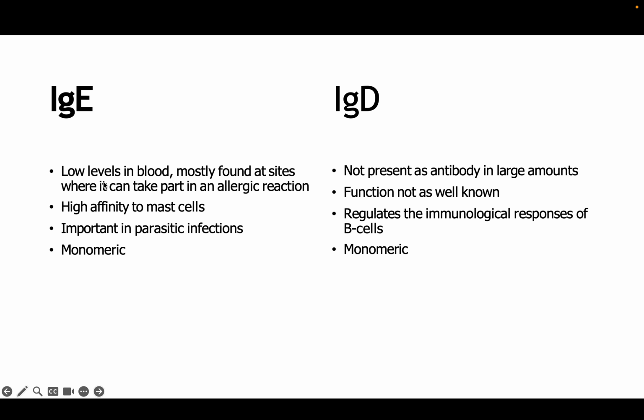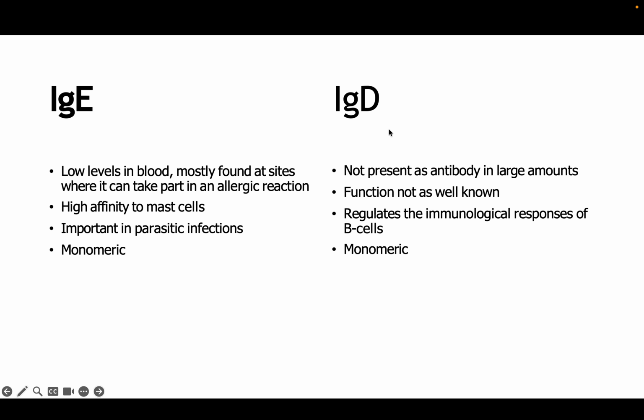IgE is a bit different. This is mostly found when it comes to allergic reactions. They bind to mast cells, which are the main cell for allergies. They also have an important function when it comes to parasitic infections.